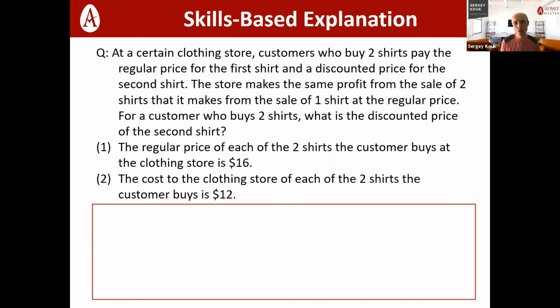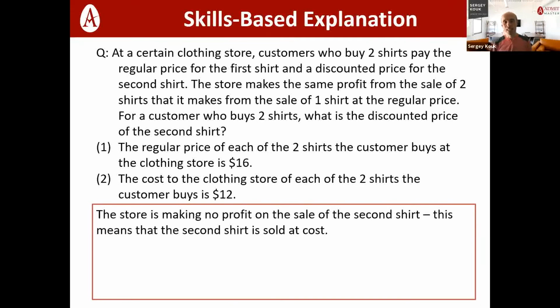And see, the way we're going to do this is we're going to sell the second shirt at the discounted price in such a way that we actually make the same amount of money from selling two shirts that we would from just one shirt. So what does this mean? Well, if we're making the same amount of money from two shirts as we make from one shirt, that means that from the second shirt, we make no profit, right?